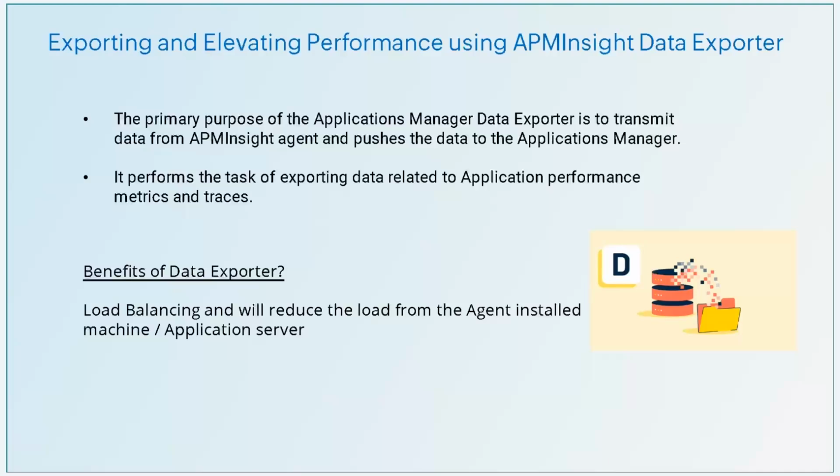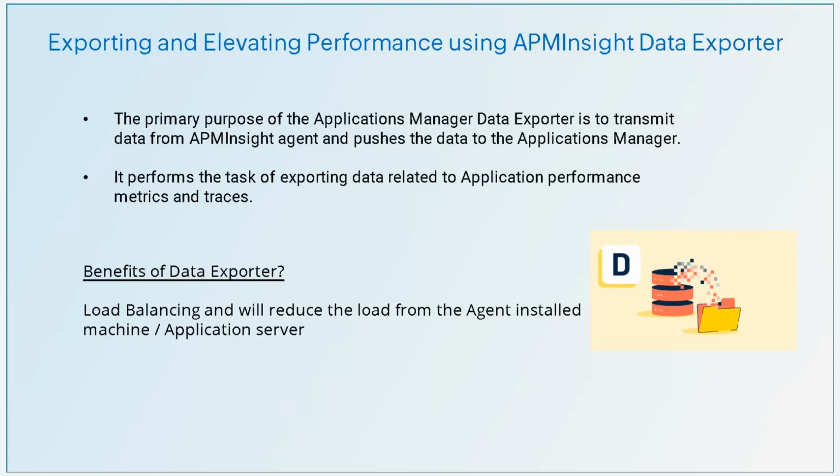Exporting and elevating the performance using APM Insight Data Exporter. The data exporter is a standalone component or a module within the Applications Manager for collecting, processing, and sending application metrics and traces for communication with the Applications Manager server. Its purpose is to export the data related to the Application Performance Monitoring Insight.